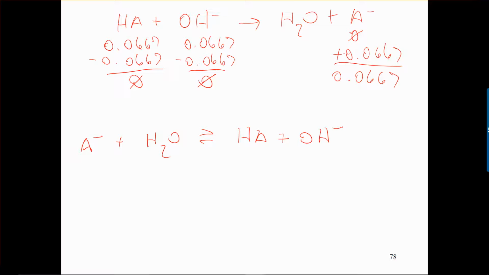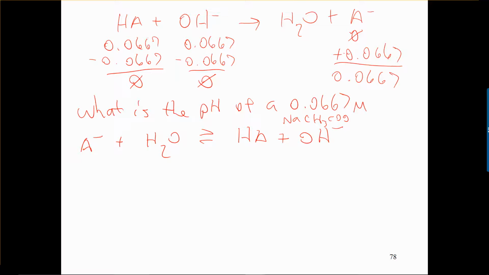So consider this question now. What is the pH of A minus? In this case, HA is acetic acid, and it produces acetate. What is the pH of a 0.0667 molar solution of sodium acetate, CH3COONa? That would be the question.